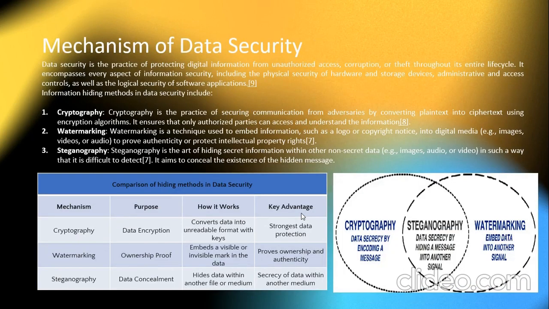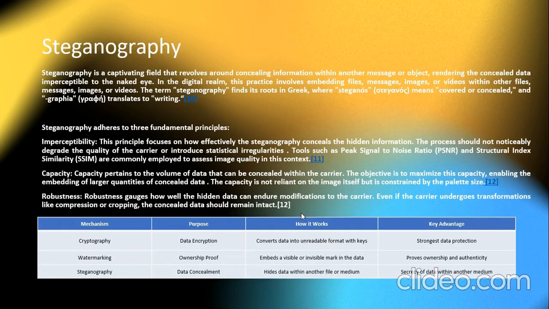We know there are various mechanisms of data security. Those are cryptography, watermarking, steganography, and all of these have different purposes such as data encryption, ownership proof, and data concealment. In steganography, we talk about data concealment in a way that the naked eye cannot identify. We hide information within an object in a way that is not identified by the naked eye.